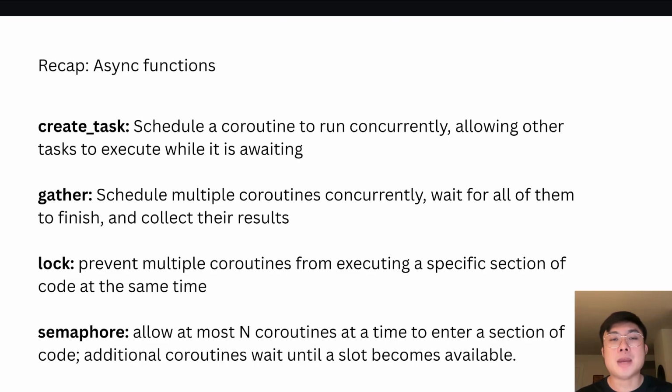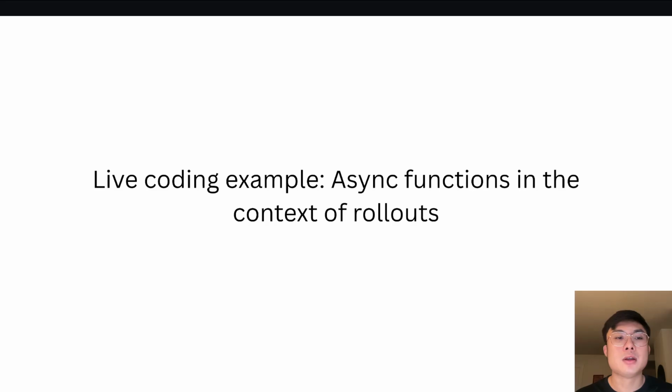For example, you can imagine in large RL training runs, we might have tens of thousands of LLM API calls. And we might want to restrict the number of LLM API calls that we can run asynchronously. And with that, we will use the semaphore. So now we'll move on to a live coding example where we show how we actually use asynchronous functions in the context of rollouts.